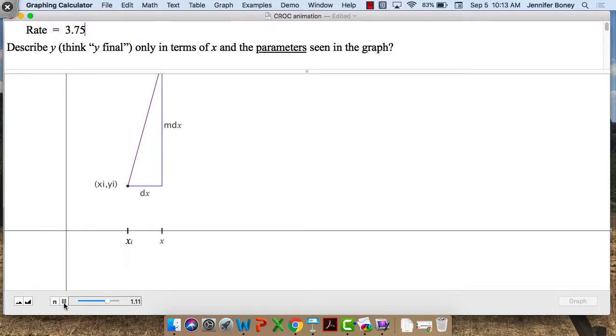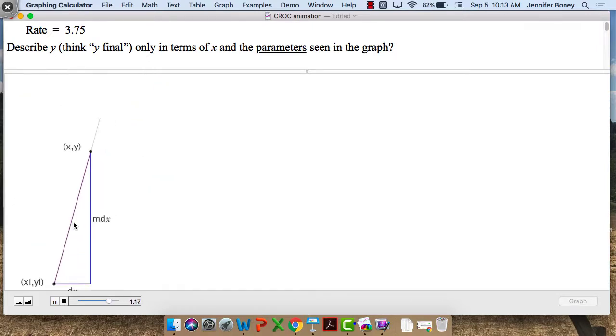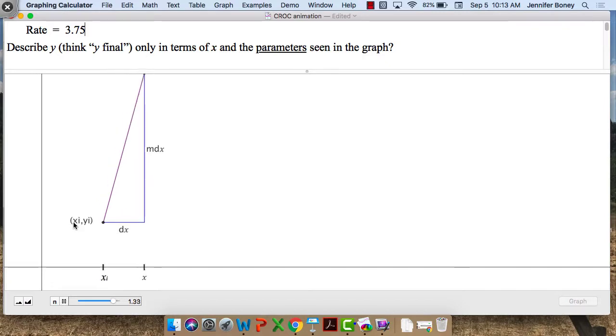But within this diagram, let me scoot this down a little. There we go. As this plays, the rate, 3.75, isn't changing. It's staying the same throughout this picture. I can change it and have a different picture, but as this animation occurs, the rate isn't changing. It's one rate throughout. So let me stop this for a second.